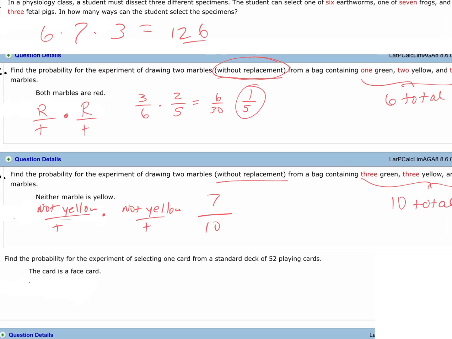7, okay. So I reach in the bag. I assume the marble I got was not yellow. I do not put it back. How many not yellow marbles are left? 6 out of how many? 9. So this becomes 42 over 90.